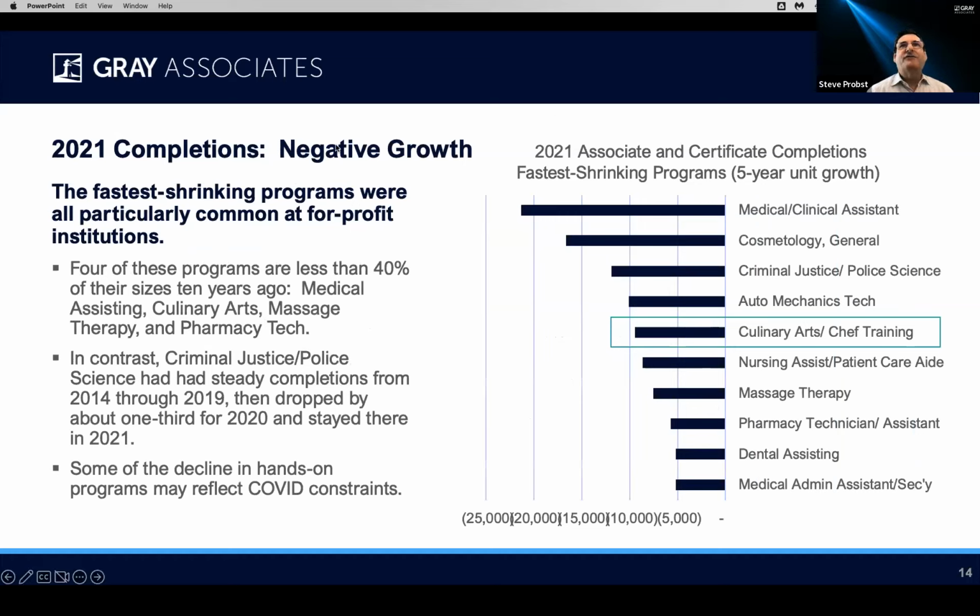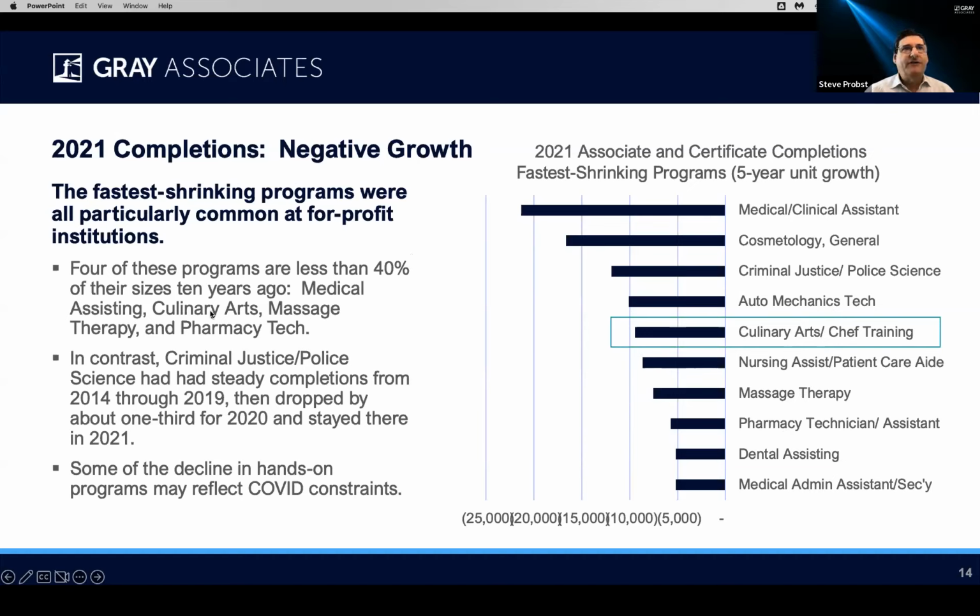In addition to positive growth, you sometimes want to look at negative growth. These are the scary stories. So what's going on here, the programs that have lost the most students in terms of completions over the last 5 years. Medical assisting, culinary arts, massage therapy, and pharmacy tech have all lost at least 60% of the students that they had 10 years ago. Those are not one-time blips. Those are part of very long and serious trends for those.